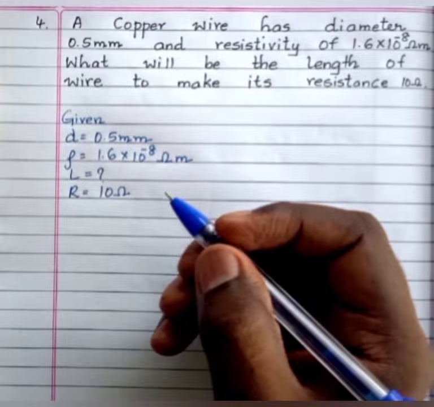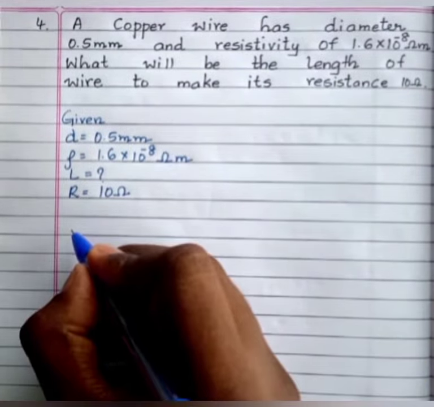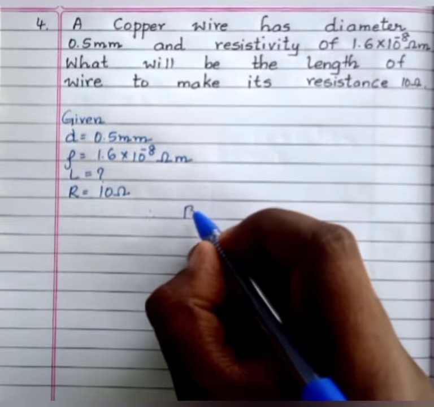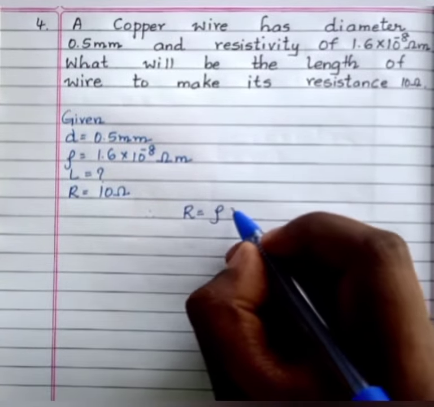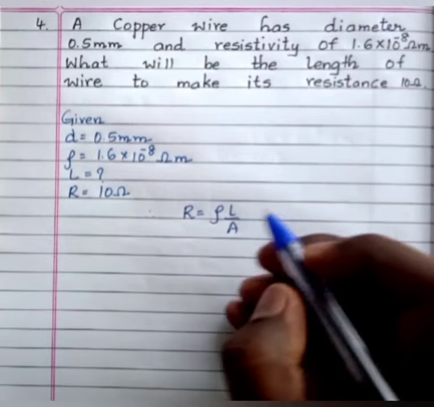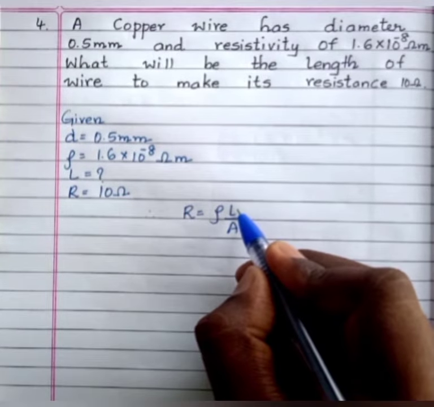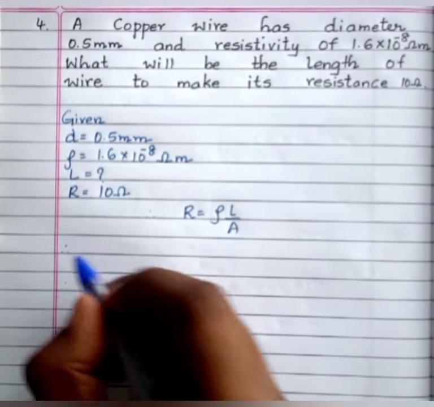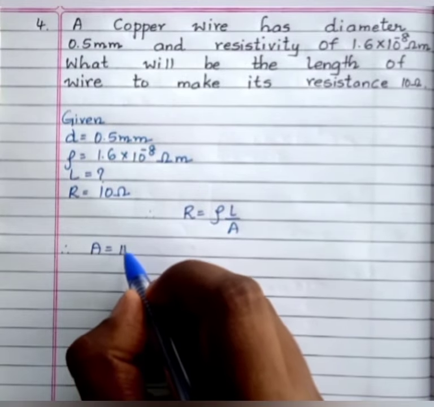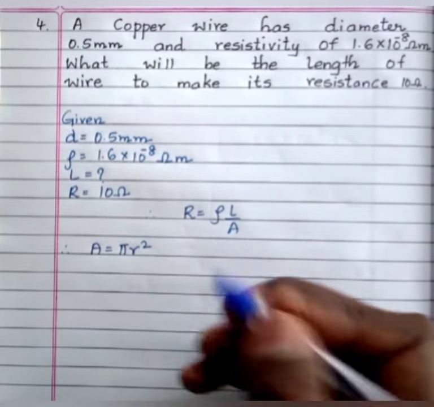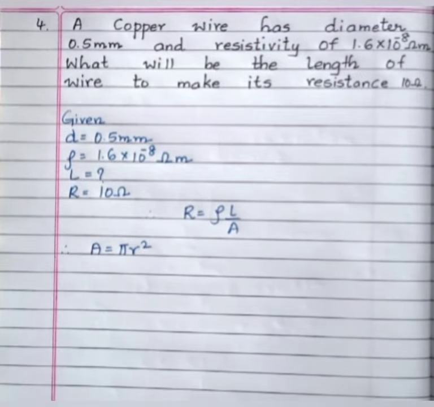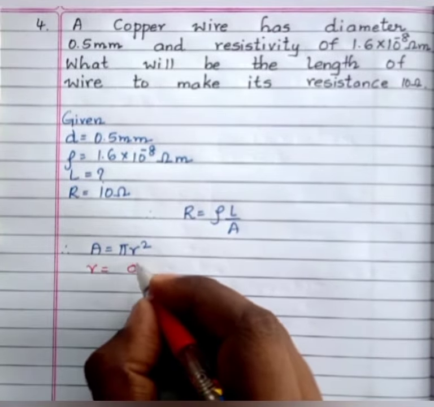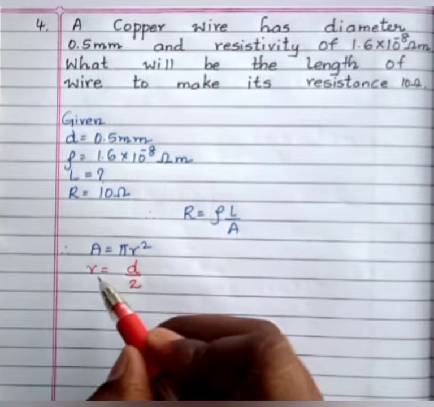Students, what is the formula we use? Again, R equals rho L by A. R equals rho L divided by A. Now, if you observe this formula, we know the value of R, we know the value of rho, we should find out the A, that is area of cross section given by pi r square. Therefore, area equals pi r square. We need to find out radius.